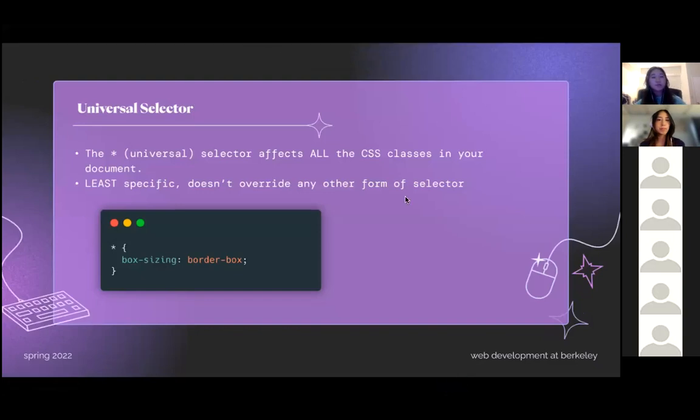Talking about the universal selector, this is basically a selector that takes all of your CSS classes in your document. Oftentimes this is used when you want to change the background color or give your website a strict margin. A lot of margins you want to do like 10 pixels, and you want that to be throughout your whole page. That's when you would use the universal selector. So just to remember again, it affects all of your CSS classes. And as I mentioned before, it's really weak and it doesn't override any other of the selectors.